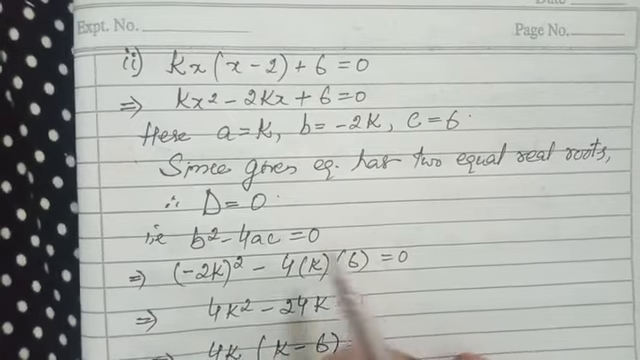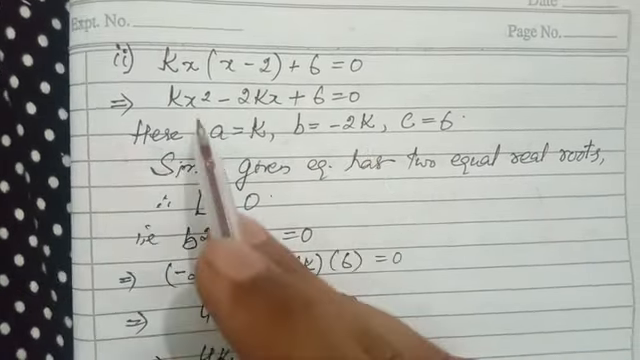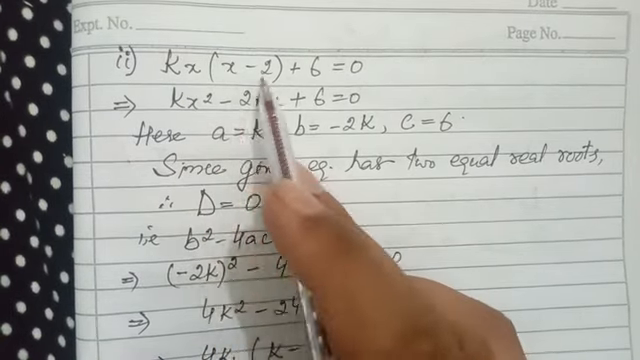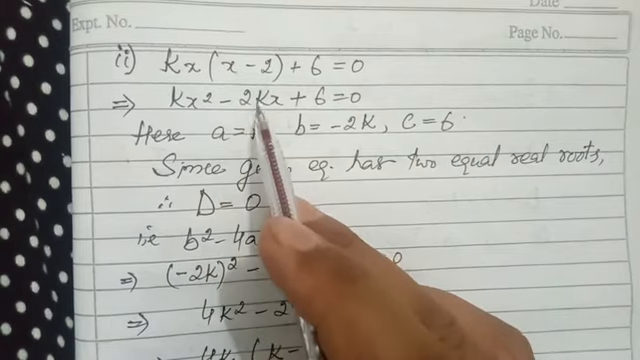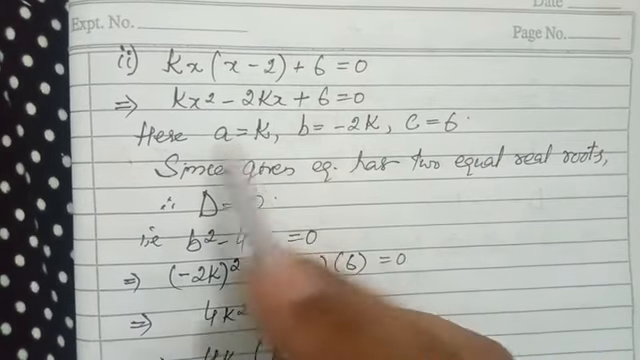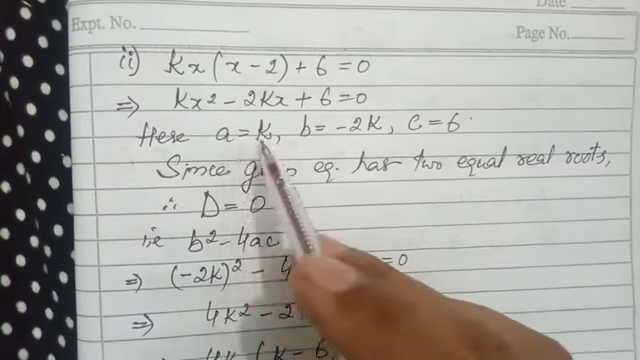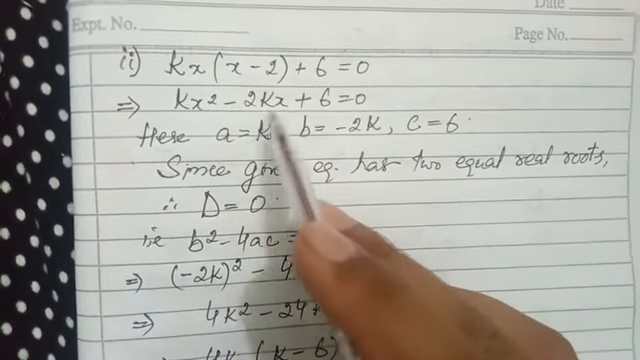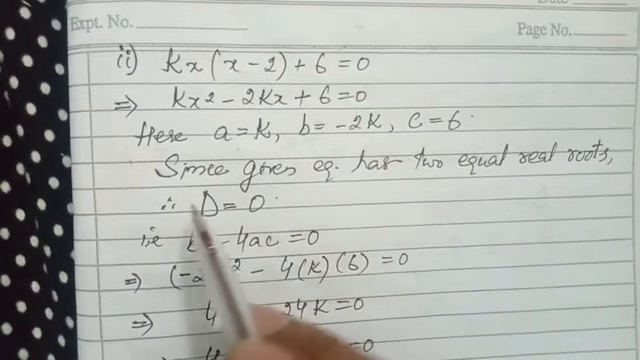Now see the second part, kx into x minus 2 plus 6 equal to 0. I will multiply this kx to this whole expression: kx into x is kx square, minus kx into 2 is 2kx, plus 6 equal to 0. Here k is the coefficient of x square, that's a equal to k. b is the coefficient of x, that's minus 2k. c is the constant term, that's 6.